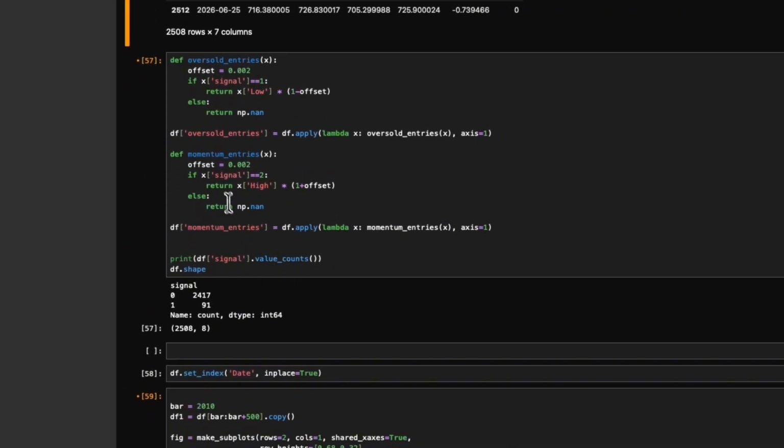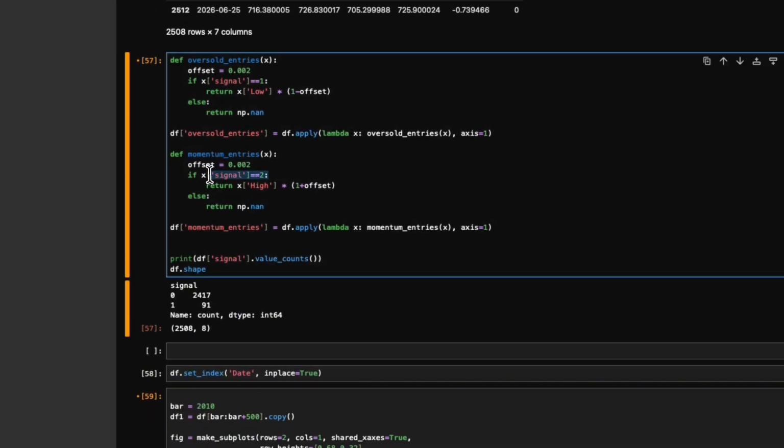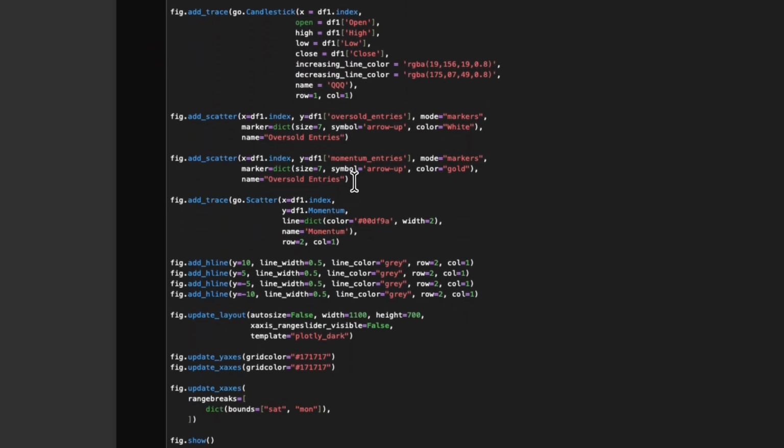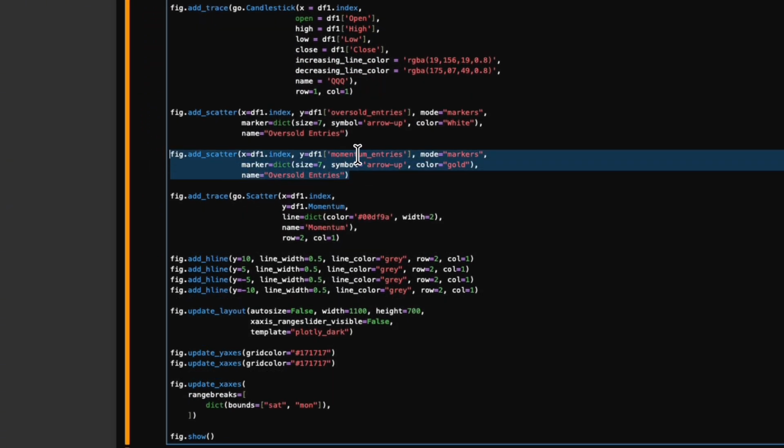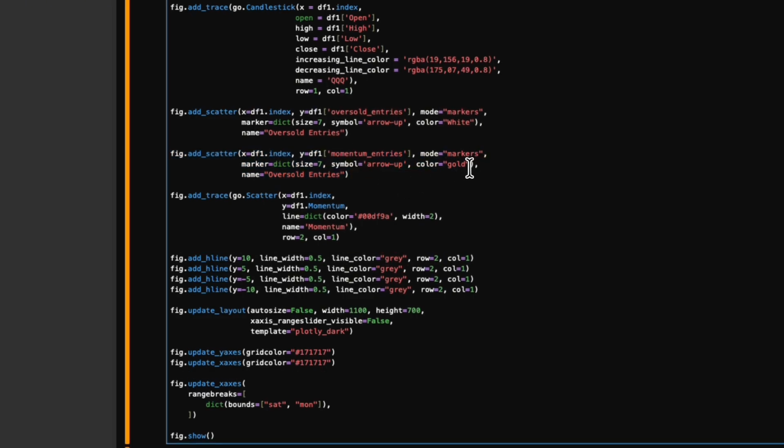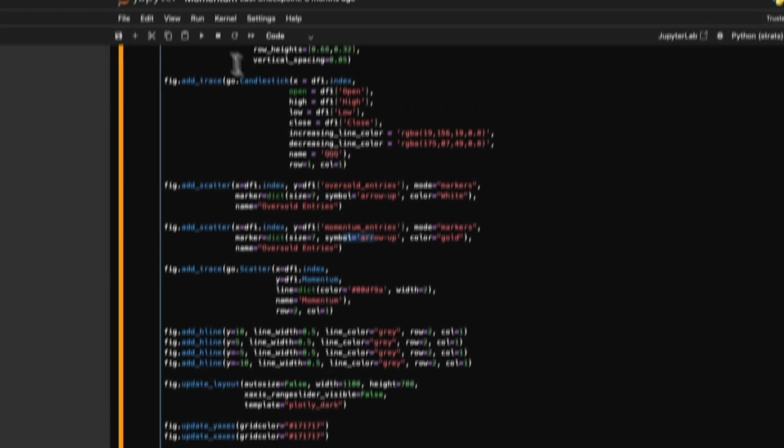And then this little function here is looking for a 2 in that signal column. And where it sees it, it's going to return the low minus the little offset. And then it is going to create a new column within our data frame called momentum entries, storing the price where we got the 2 signal. And then this little section here again looks for prices within that momentum entries column and creates a marker where it sees one, which this time is going to be a gold arrow up.